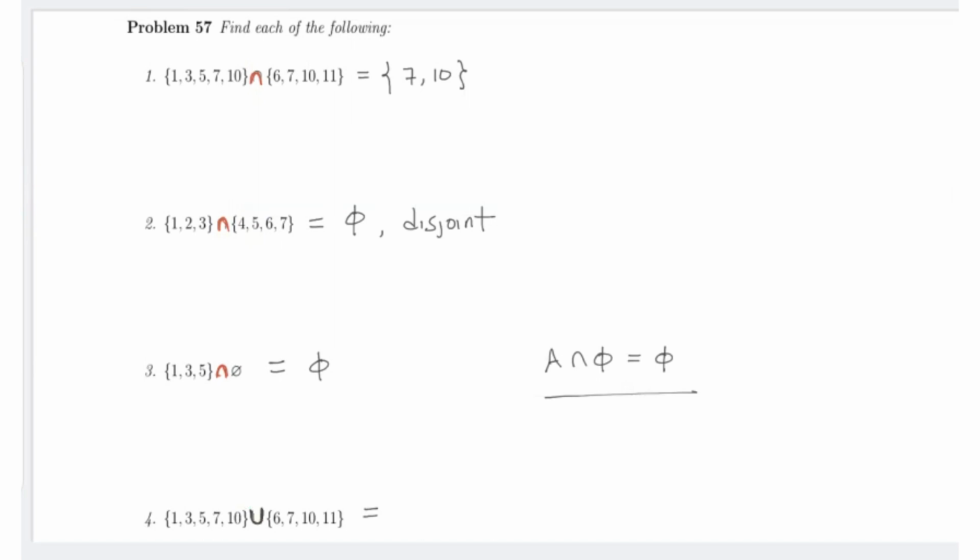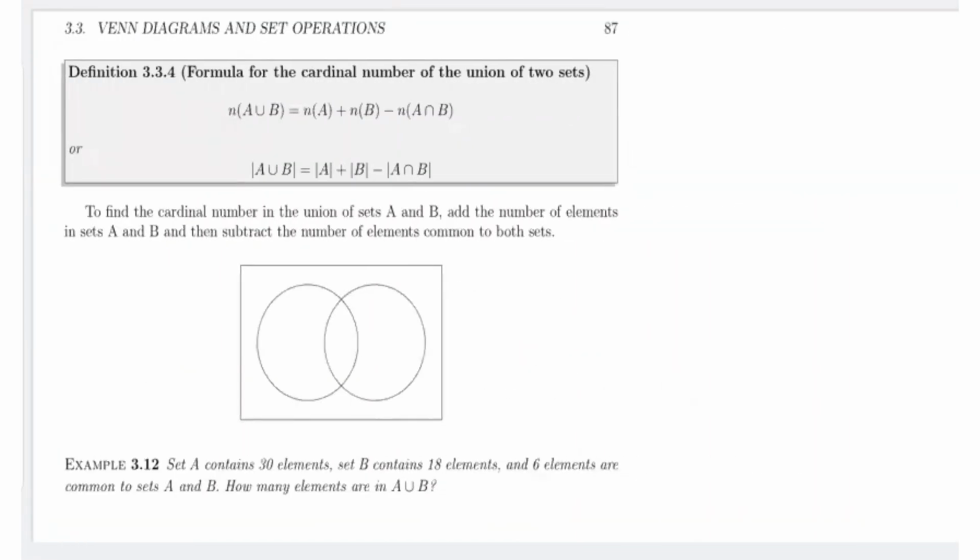For number 4, the intersection is 1, 3, 5, 6, 7, 10, 11. Excellent. So we do not repeat the same thing twice. Very good. So we can continue to do 5 and 6. Any question on this exercise? No question. All right.